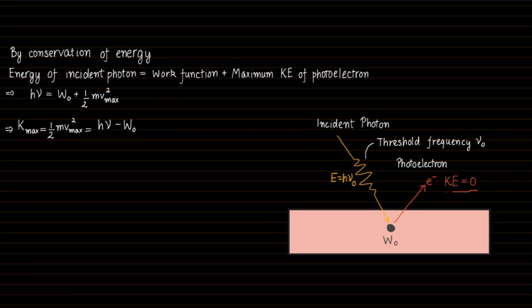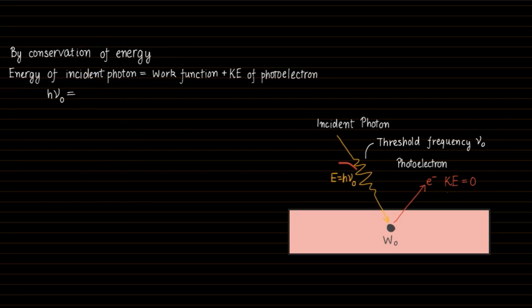Fine. Now if we apply the energy conservation, then the energy of the incident photon is h nu naught equals the work function, which is the same W naught, plus the kinetic energy of the photoelectron. In this case, what is the kinetic energy of the photoelectron? It is 0. So this term will be neglected. Fine. So your work function equals h nu naught. Fine.